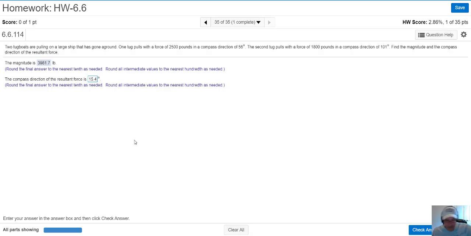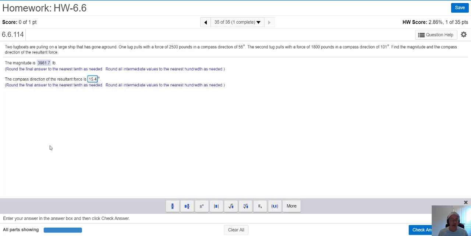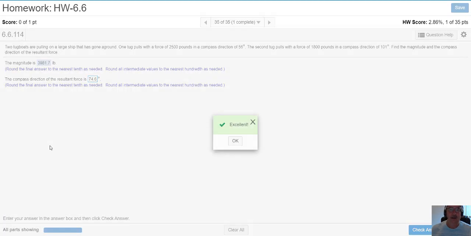Now we did nothing wrong, ladies and gentlemen. Don't panic. You have to be careful when you read these questions sometimes. Notice it says to round the answer to the nearest tenth as needed, but also it says the compass direction of the resultant force. The 15.4 was from the positive x-axis, but the compass direction is from true north, so it would be 90 minus 15.4. I'm glad I did this one, so when y'all are doing that homework, you won't be going crazy. 74.6 is your answer.